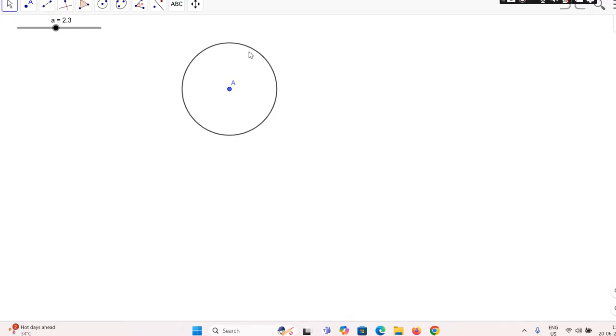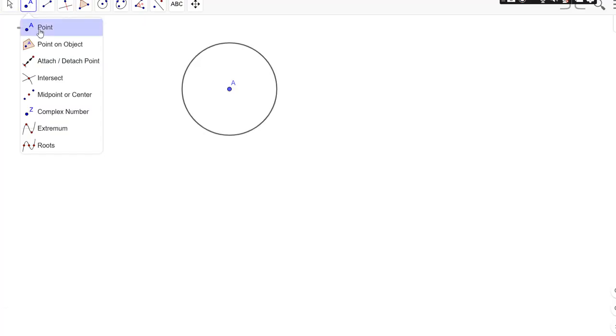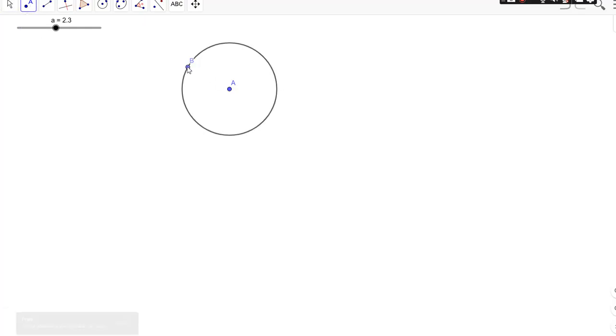Now, take a point on the boundary of the circle and I will draw a chord. Right. So BC is a chord. Dear students, as you know the definition of chord, it is a line segment joining two points on the boundary of a circle. Right. And the longest chord is the line segment which is passing through the center.